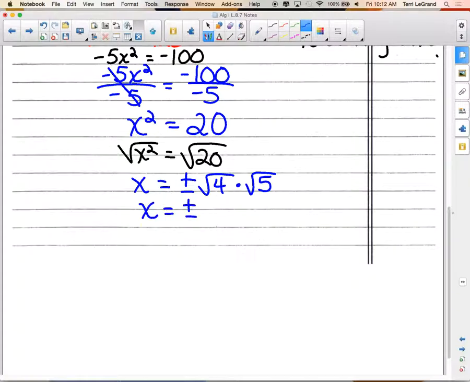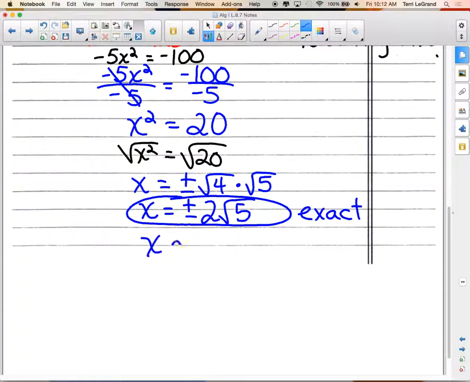Square root of 4 is 2. Does 5 have any perfect square factors? No. So what is this answer called? This is the exact simplified radical form.